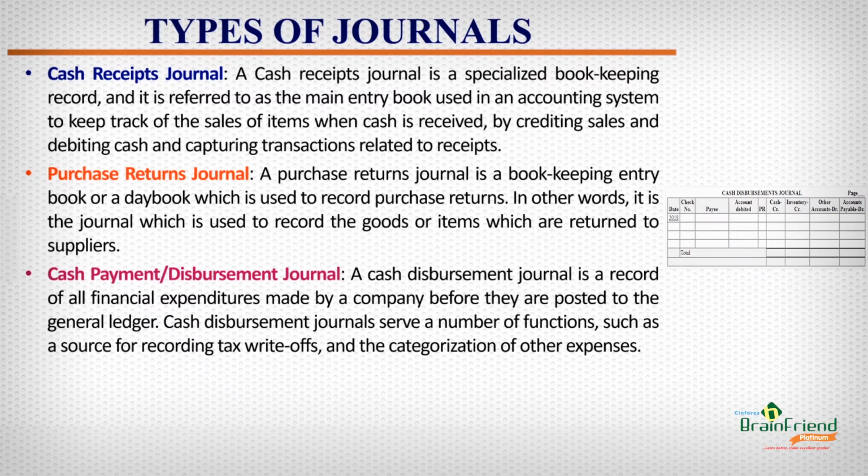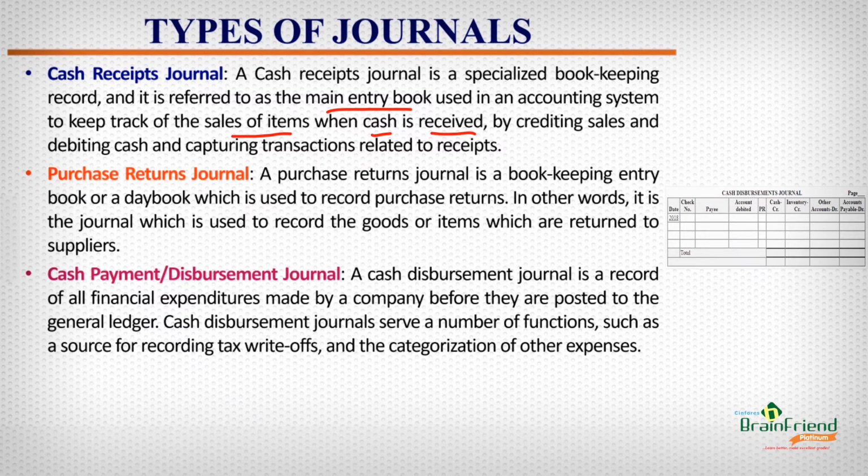Another type of journal is cash receipt journal. A cash receipt journal is a specialized bookkeeping record, and it is referred to as the main entry book used in accounting system to keep track of sales of items when cash is received, by crediting sales and debiting cash and capturing transactions related to receipts.